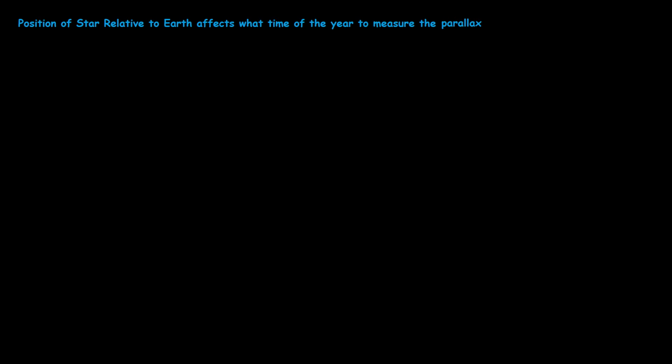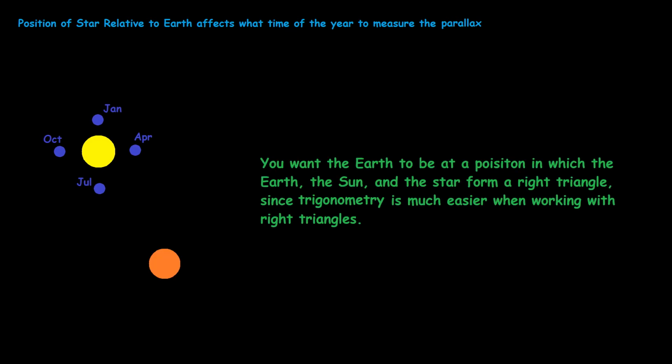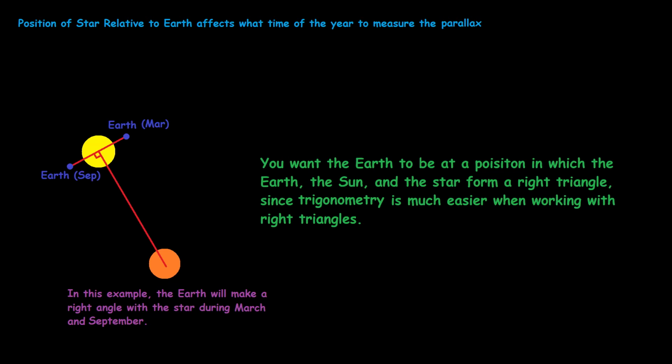To use trigonometry, you need to form a right triangle. Let's say the Earth is at the following positions during these 4 months. If a star is at this position relative to the sun, you want to measure the parallax during March and September, since that forms a right triangle.